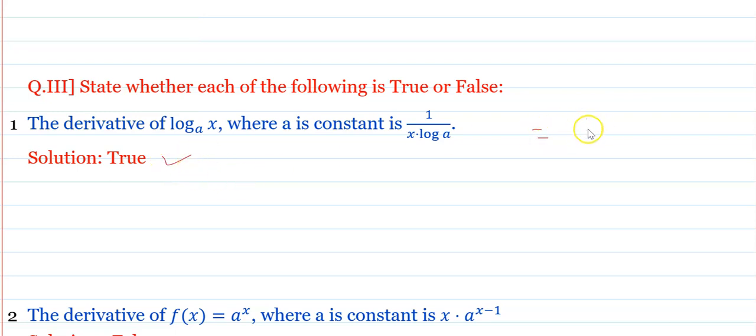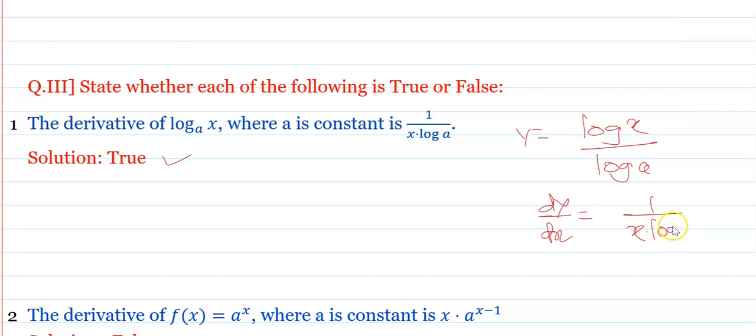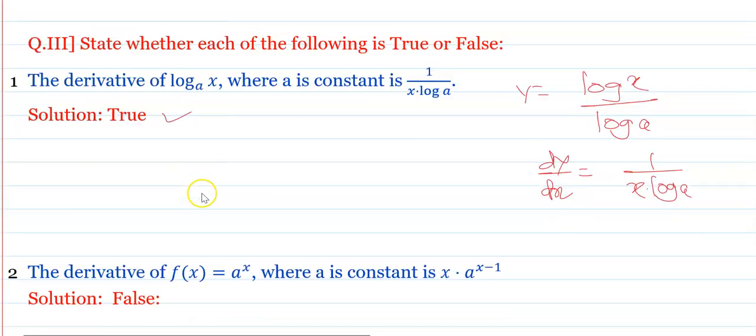Okay, how will we write this? That is a change of the base, log of x upon log of a. This is y is equal to. Therefore, dy by dx is equal to, the derivative of log of x is 1 upon x, and hence I will write here x into this is the log of a. Therefore it is true.